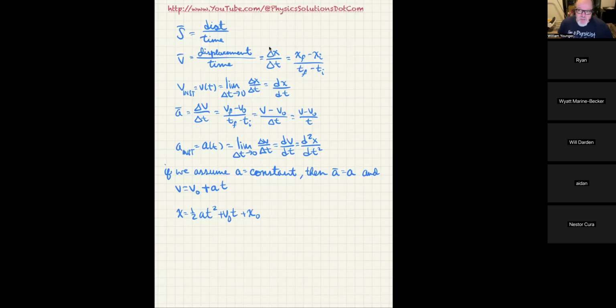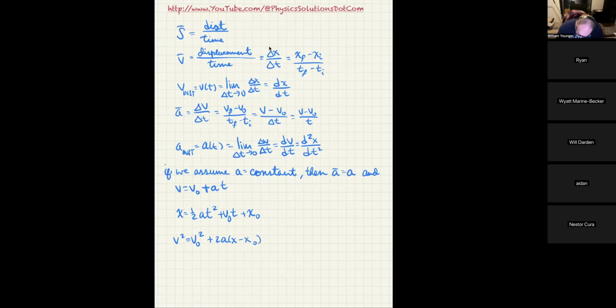And then if I took that first equation, the v equals v0 plus at, the first one for a constant acceleration, if I solve that for time, I could plug that into the second equation, the x equals 1 half at squared plus v0t plus x0 equation. And when I did that, I ended up coming up with this result, v squared is equal to v0 squared plus 2a times x minus x0.